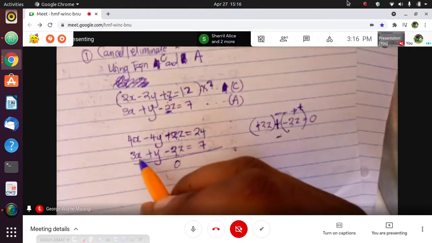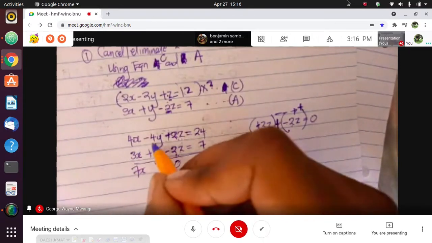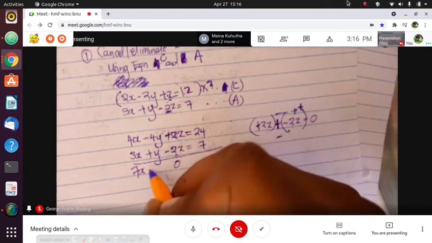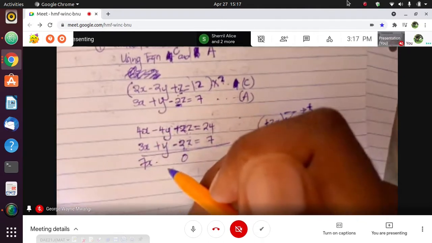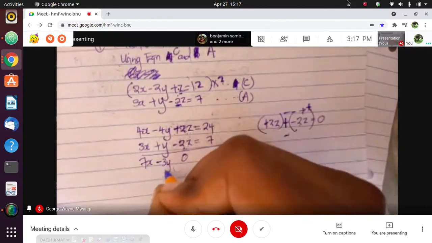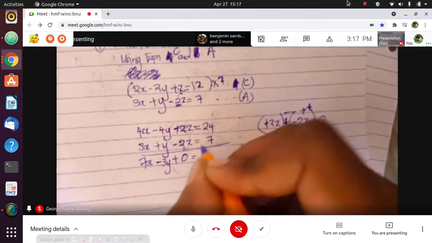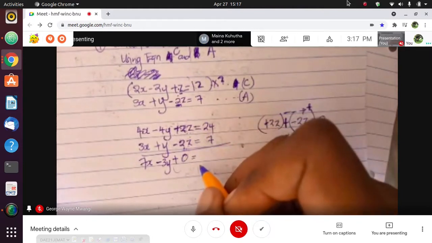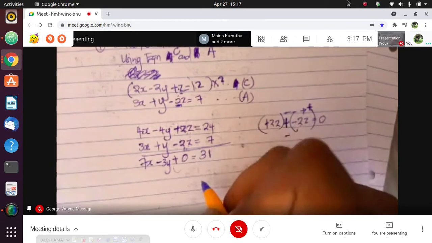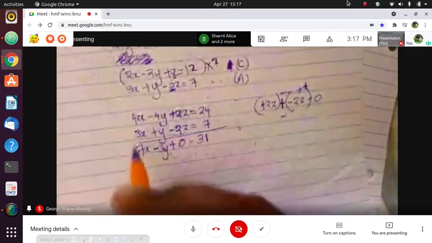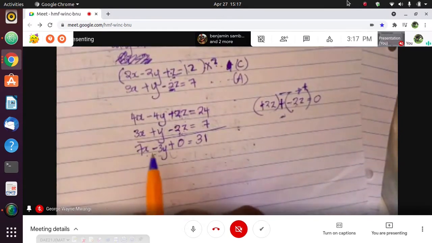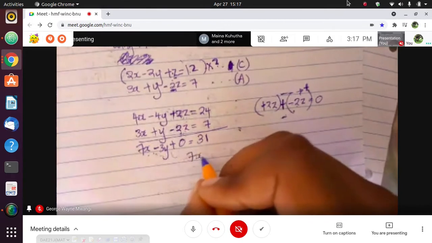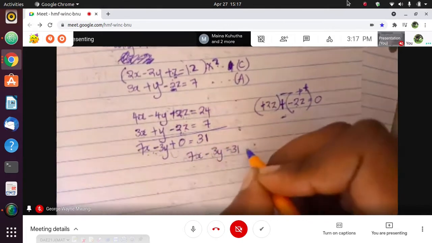So now 4x plus 3x becomes 7x. Minus 4y plus y becomes minus 3y. Minus 3y plus 0 is equal to 24 plus 7, which becomes 31. Now we have an equation with two unknowns, which is 7x minus 3y is equal to 31. This becomes our equation 1.